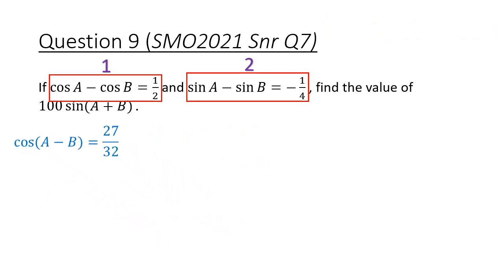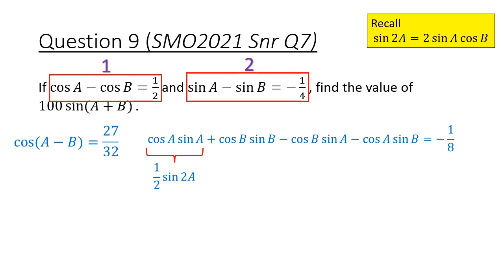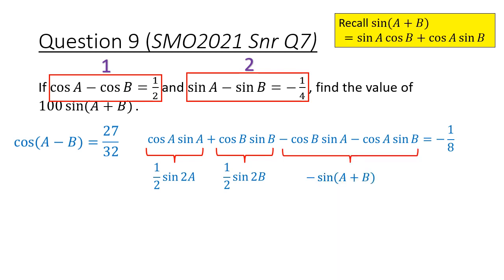Next, we'll multiply equation 1 with equation 2. We'll get 4 terms on the left-hand side and negative 1/8 on the right-hand side. Next, we'll use the double angle formula for sine in reverse. So we'll get half sin 2A for the first term and half sin 2B for the second term. Using the addition angle formula for sine in reverse, we'll get negative sin(A plus B) for the third and fourth term when we put it together.